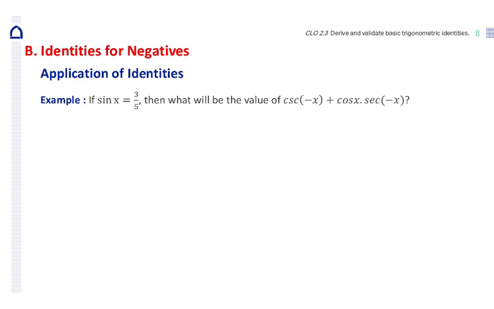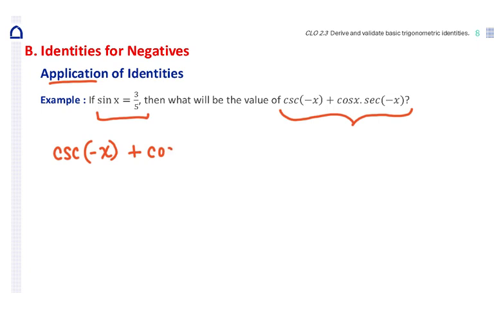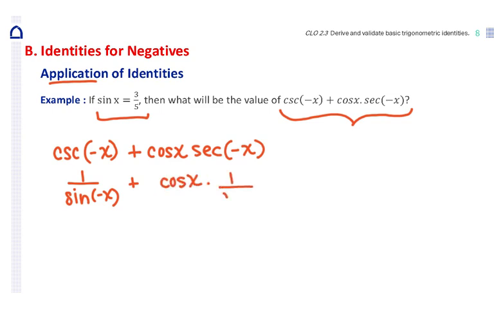Okay, we'll look at another application, and they only give us the value of sine x, and they want us to figure out the value of this very complicated expression. So don't get scared. We'll just go step by step. And first step, I always like to get it in terms of sines and cosines if possible. And so the cosecant of negative x is just 1 over the sine of negative x. And this is already a cosine, so we'll leave it. The secant is just 1 over the cosine of negative x.